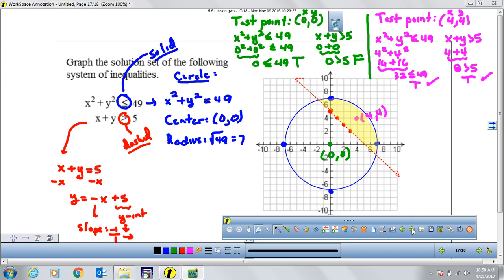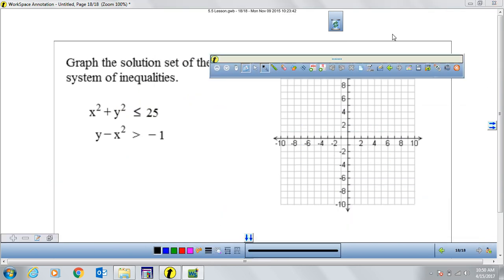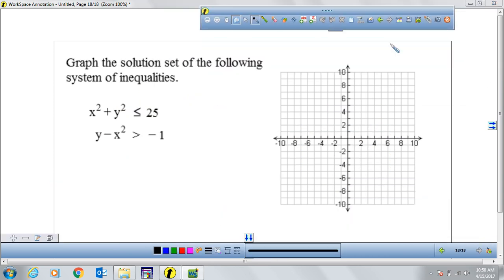Next and last question is going to be this one. Graph the solution set of the following system of inequalities.